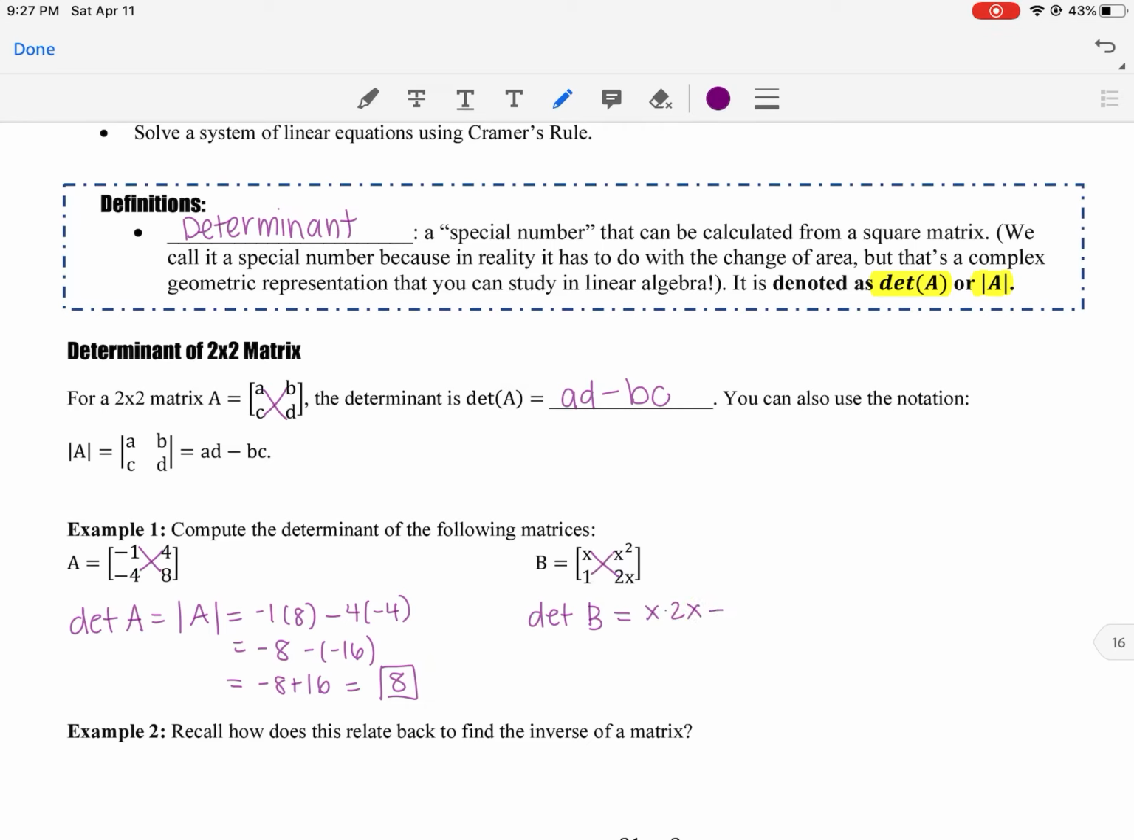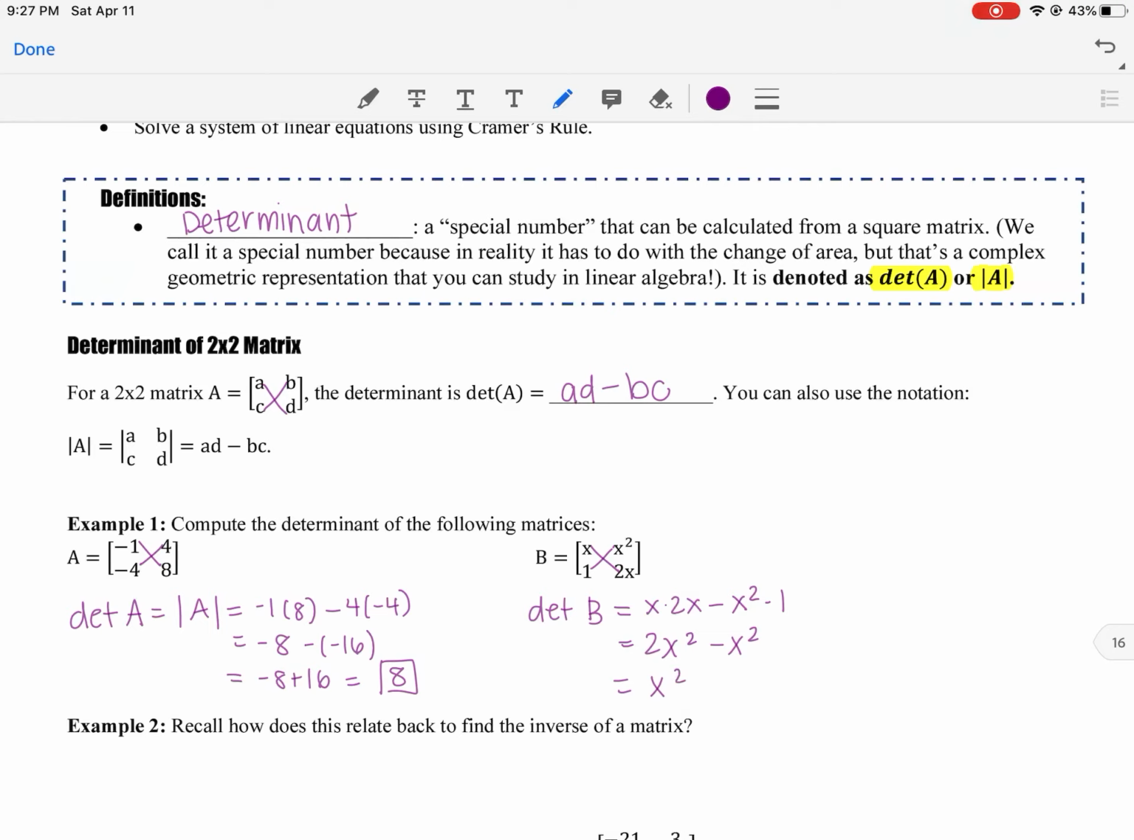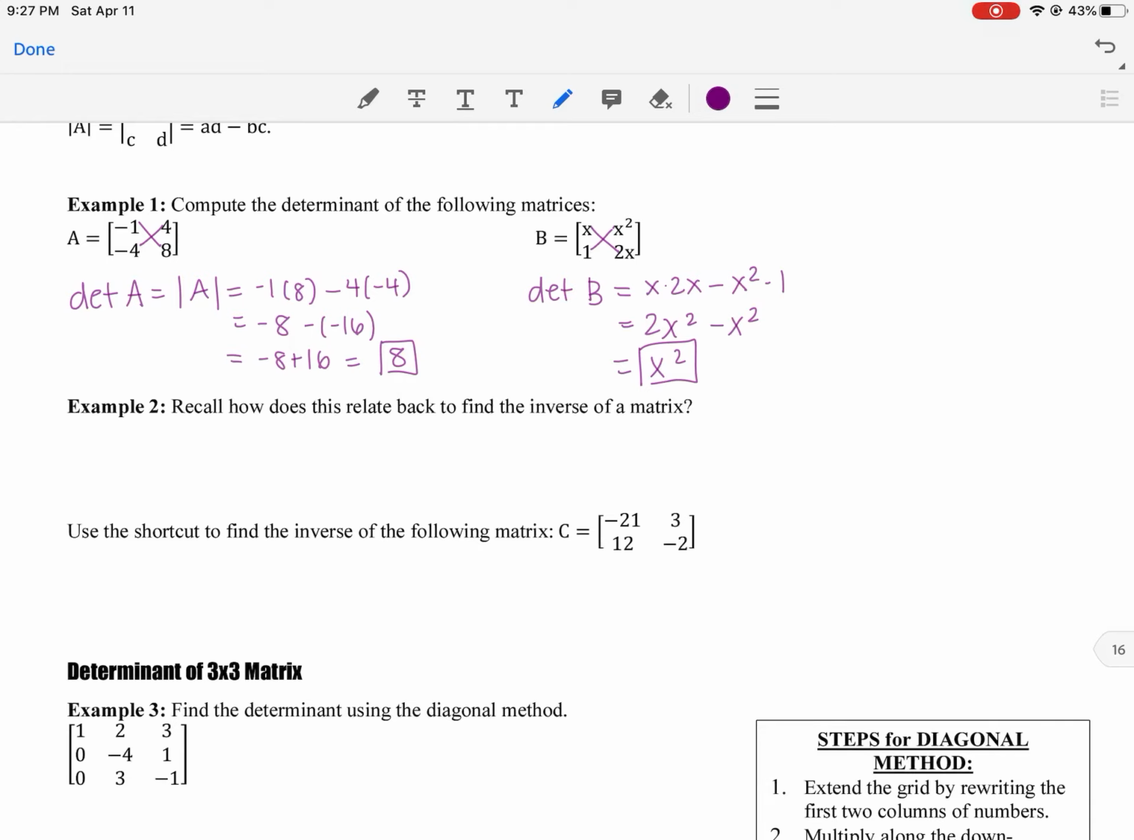Okay, I could do the same idea, and I could ask you for it even if I give you variables. Same idea though. x times 2x minus x squared times 1. So we'd have 2x squared minus x squared. The determinant of this matrix is simply x squared. And as long as x does not equal 0, that would have an inverse.